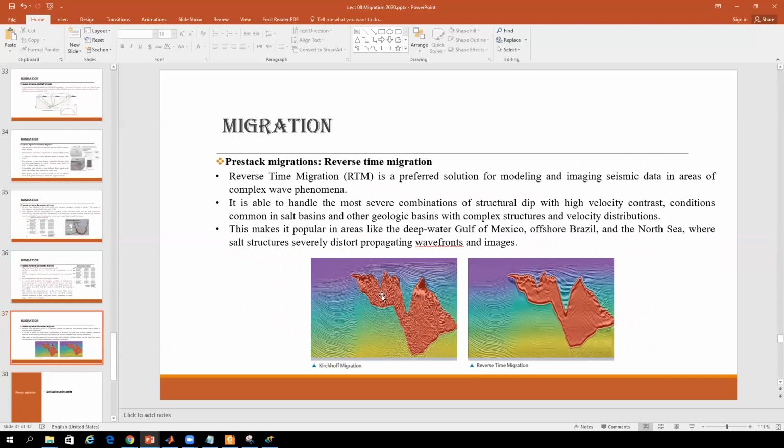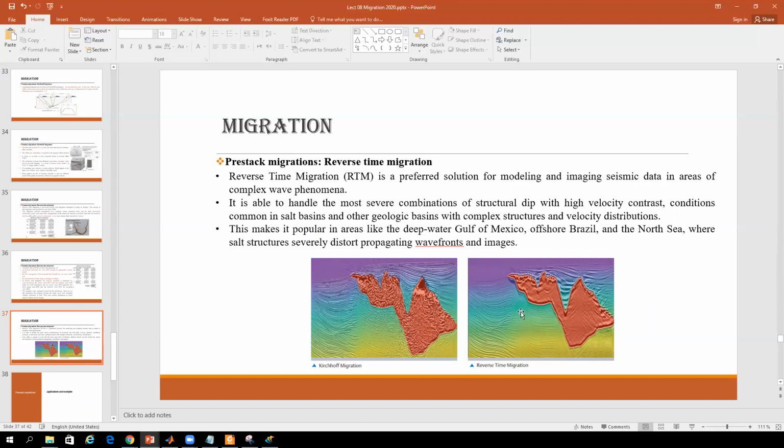So this is an example of the RTM, or the reverse time migration. This one is pre-stack kickoff migration. This one is reverse time migration. We see that it can produce very high quality data. We see here, for example, the faults are very clear, but we cannot see them here in the image, which is obtained from the kickoff migration.